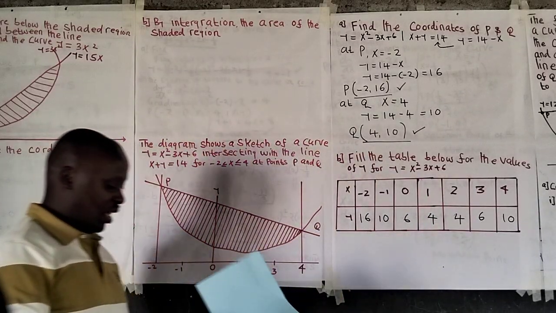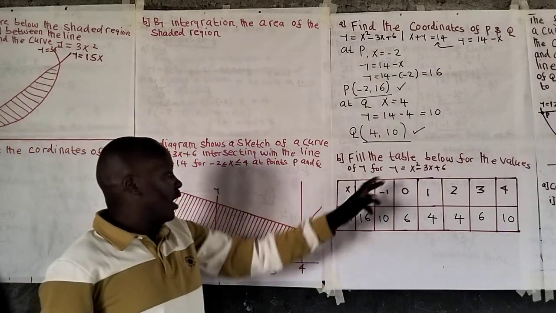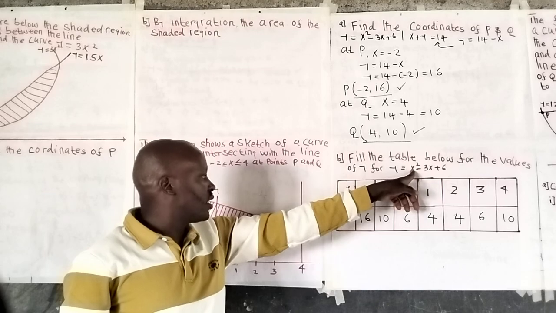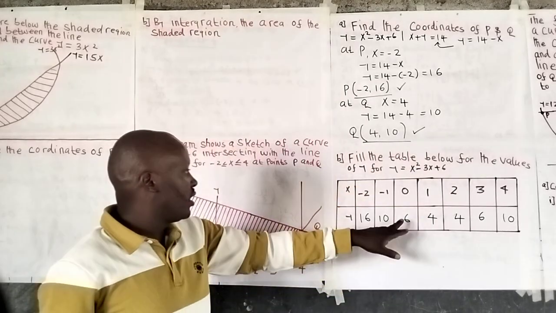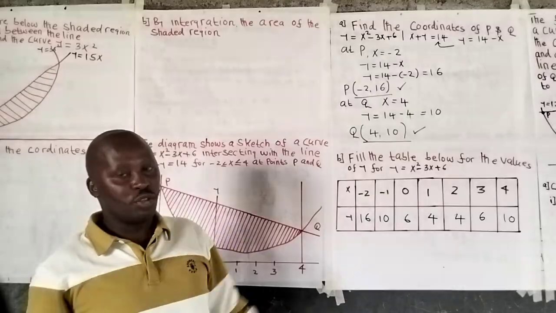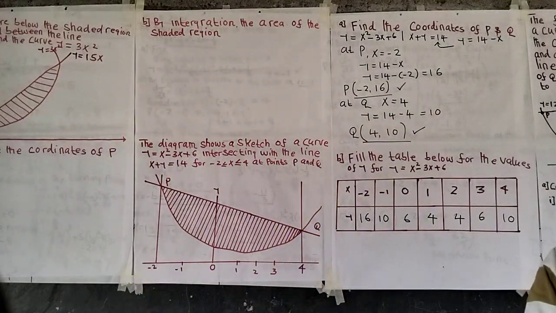This one is very easy. You just play with the calculator. Wherever there is x, you replace it with the value, for example when x is 0, you replace by 0 here. So that is it. This is the area under the curve and also completing that table.